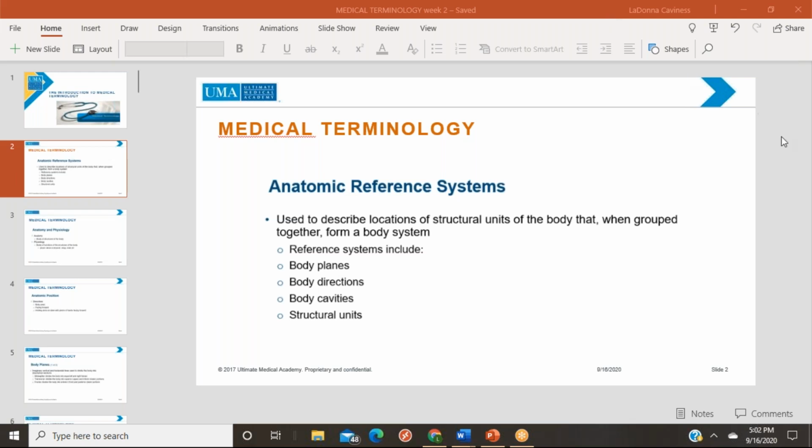So anatomic reference systems are used to describe locations of structural units of the body that, when grouped together, form a body system. Reference systems include body planes, body directions, body cavities, and structural units.